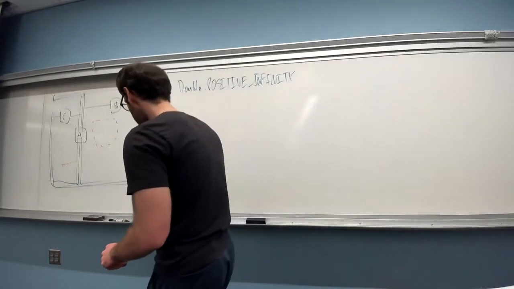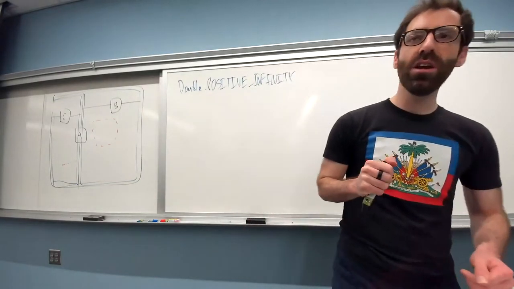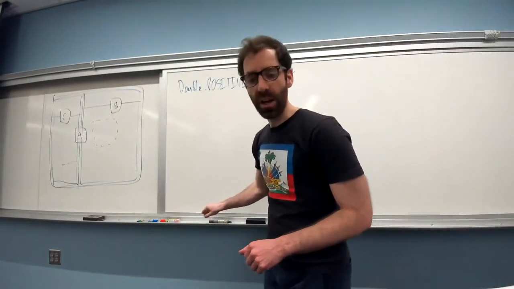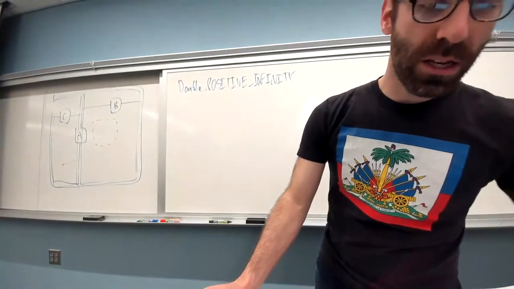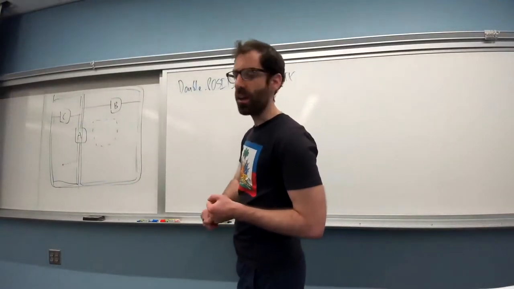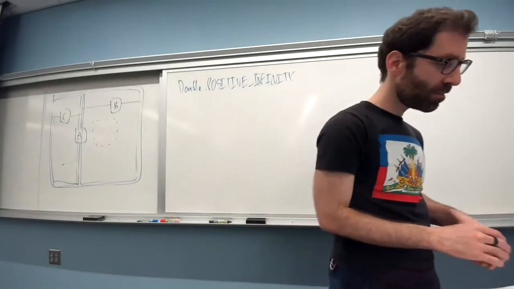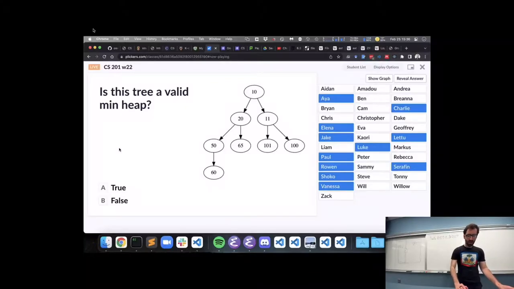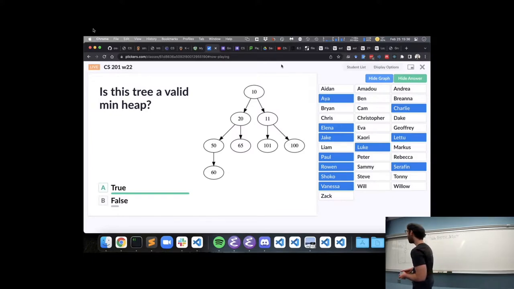All right, let's pick up where we left off last time. We were talking about a new kind of tree, a heap. So let's get our heads back into heap land by asking, is this tree a valid min heap? We're thinking mostly true. So that's indeed correct. This is a valid min heap.